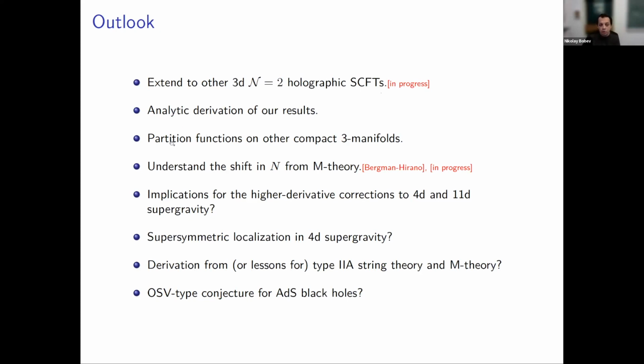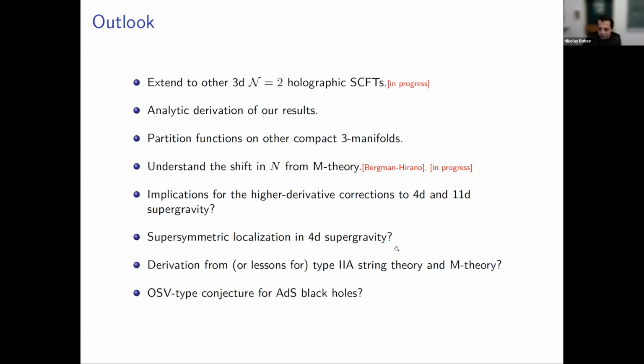You can try to think about other compact Euclidean manifolds. There's a whole interesting story I've been emphasizing in the talk, that N shifts in a specific way, that lambda or alpha prime shifts in a specific way. It would be nice to understand this from string or M theory, why this happens and how it happens. We have some ideas how to do this, and there's some work already published on this, but the full story is not clear to me.